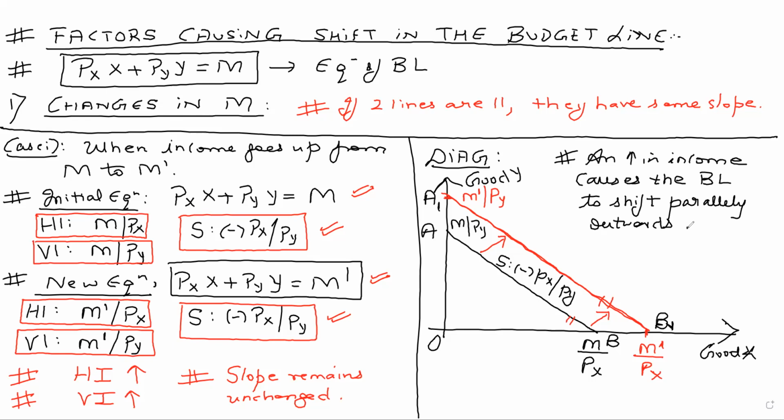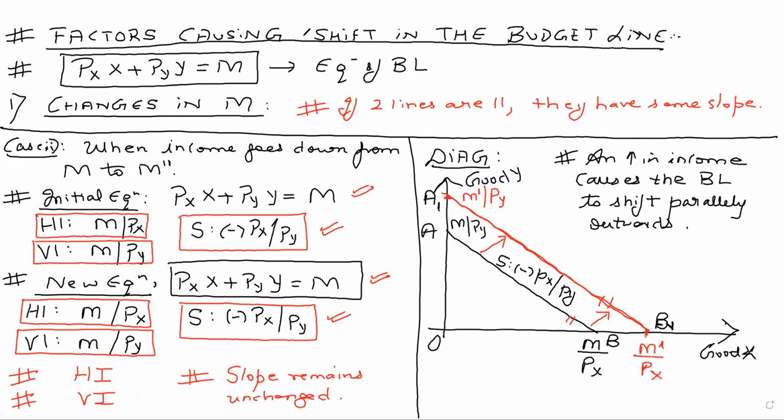Now guys, exactly the opposite is going to happen when income goes down. Okay, so if I make the required changes, suppose the income goes down from M to M double dash. This is case 2. Okay, what is going to be the required change? Let's go through it, guys. You can see the initial equation will remain unchanged. Intercepts and slope will remain unchanged.